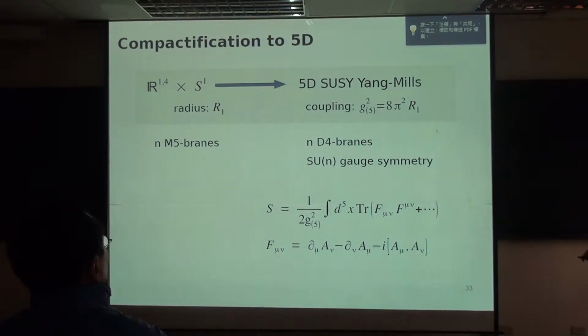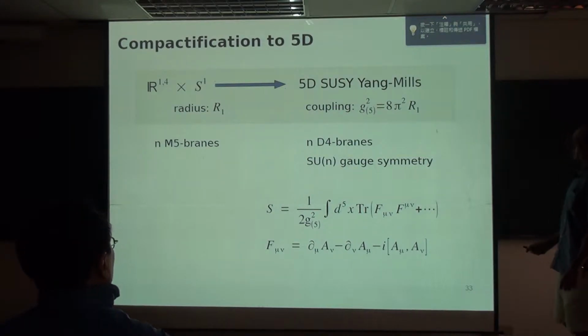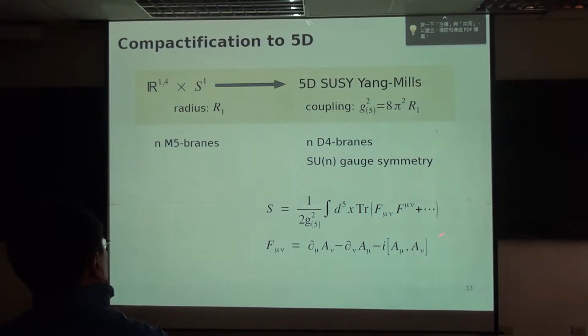Okay, and we know this because, although we don't know the world volume theory of M5 branes, after compactification on a circle of radius R1, what we get is n D4 branes, and the D4 branes support the supersymmetric Yang-Mills theory. Okay, and this is the Lagrangian and the definition of the field strengths.